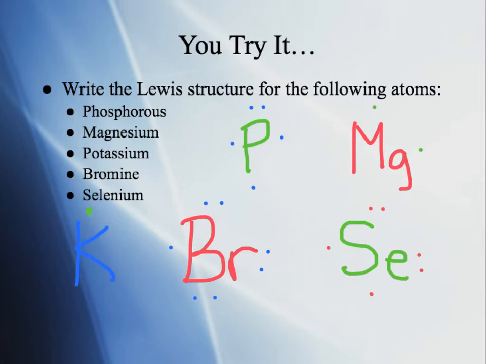So that's how you make Lewis dot structures for particular atoms, and that's where we're going to stop today in this online lecture. When we head back to class, we are going to take a look at covalent bonds and ionic bonds using Lewis dot structures.